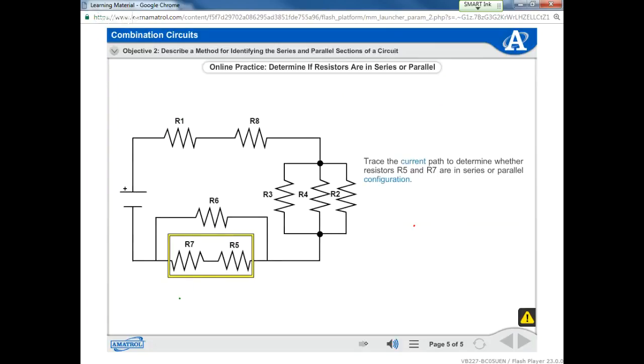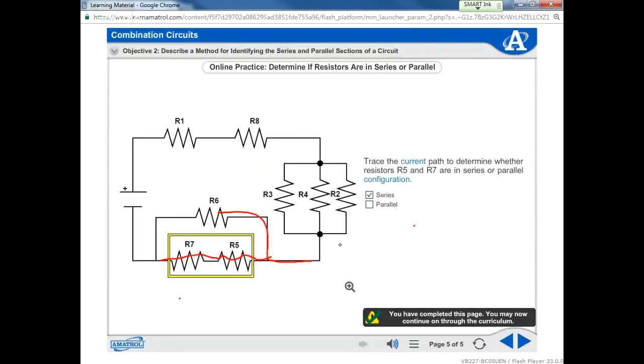Trace the current path to determine whether resistors R5 and R7 are in series or parallel configuration. Series. So here comes the current, and it's going to split, but we don't care about that because they're only asking about this one. So everything's being forced through here. Here we have two kinks in the hose. It is series. All right.